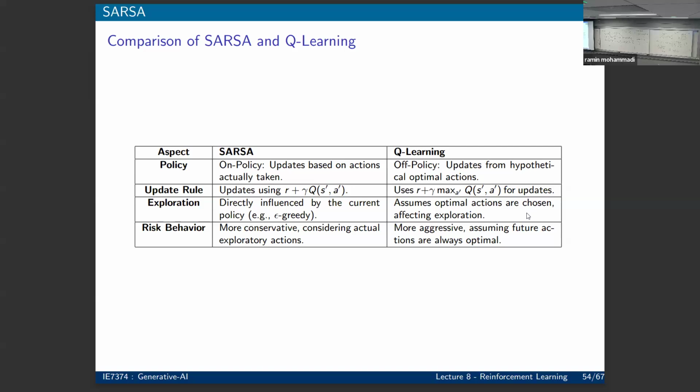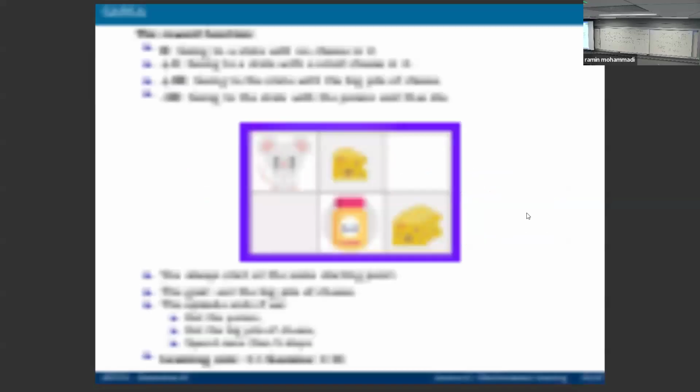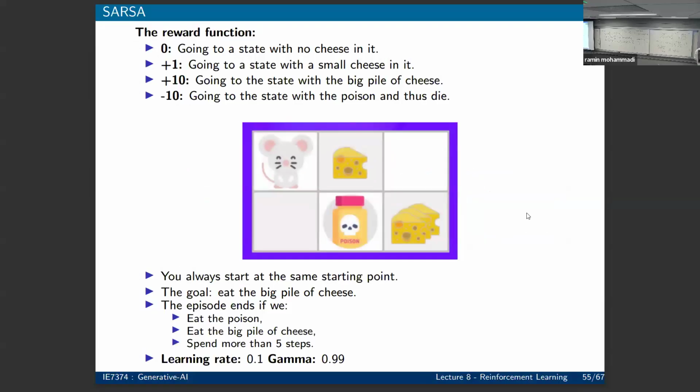Risk behavior: SARSA is more conservative, because it also does some exploration. Q-learning is more aggressive because it's always taking optimal actions. Now, it's just an example. I think you have it in your PDF, but also try to solve it. See, based on whatever you have over there, if you take this action, will you catch the big piece of cheese or will you take the poison, basically?